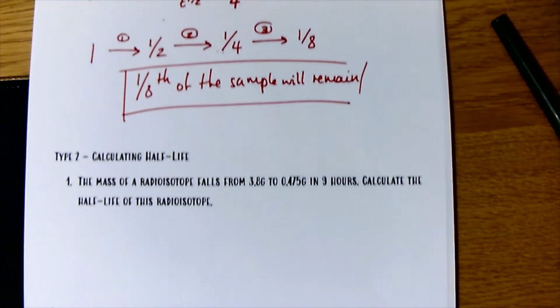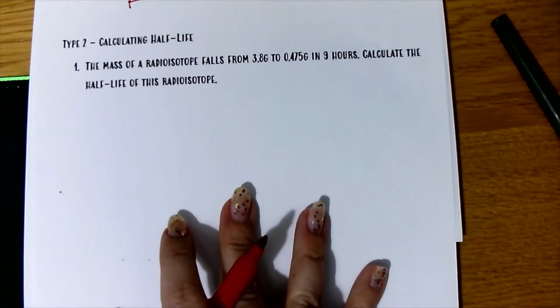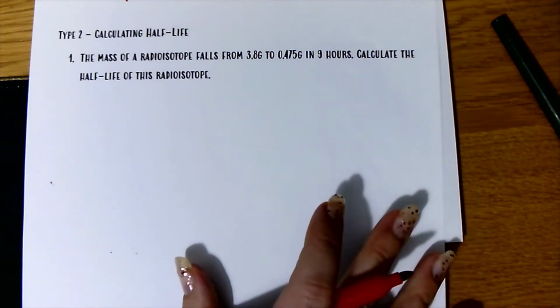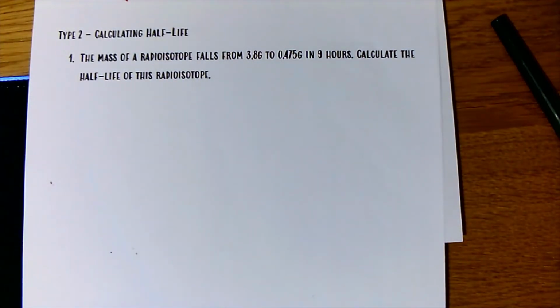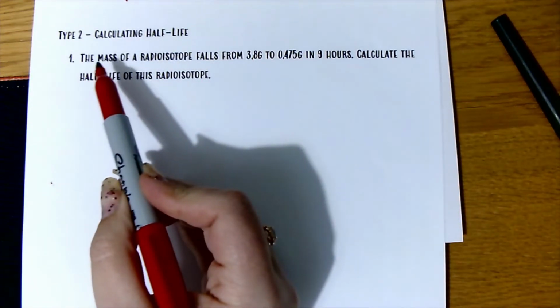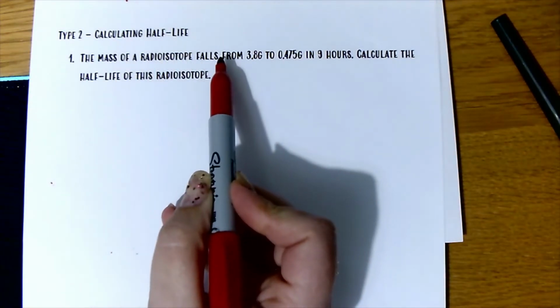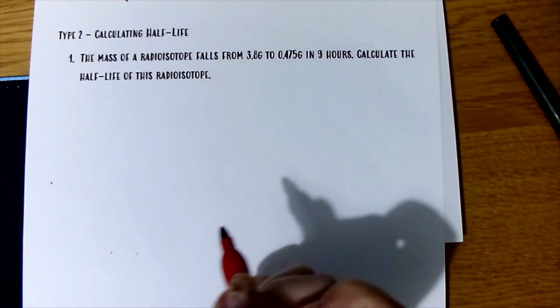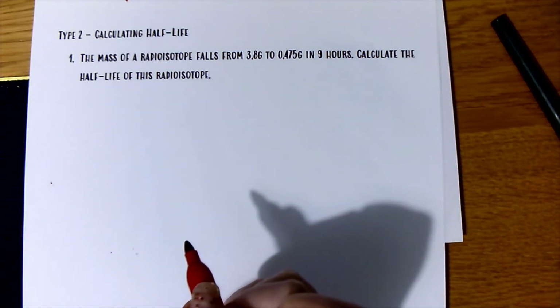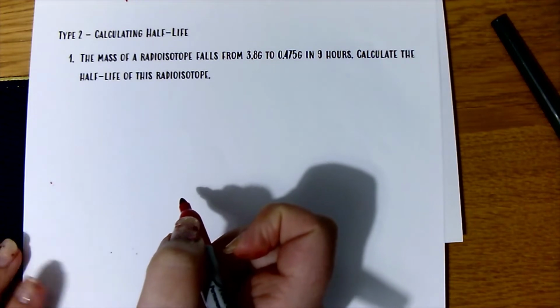Now another way that we can use this formula to calculate is actually to calculate half-life itself. So we've got the number of half-life periods and we know the total time, and we can use that to calculate the half-life of that radioisotope. So here we have question 1. The mass of a radioisotope falls from 3.8 grams to 0.47 grams in 9 hours. Calculate the half-life of this radioisotope.